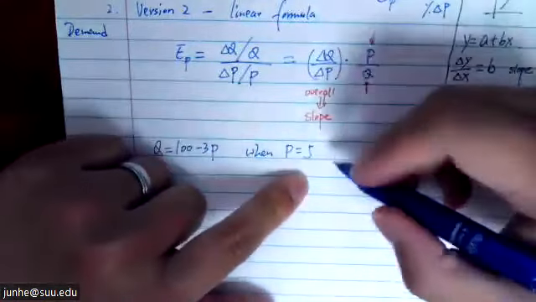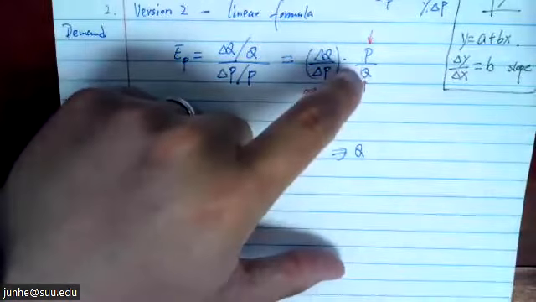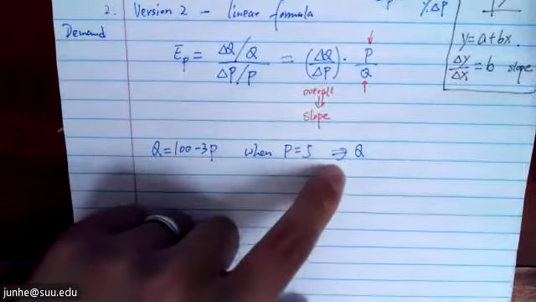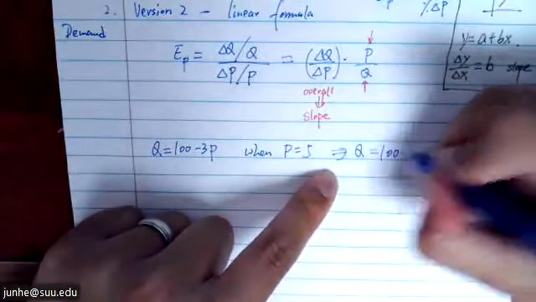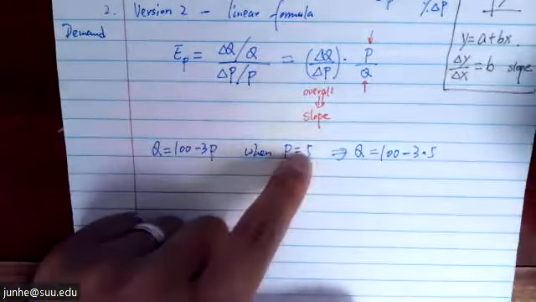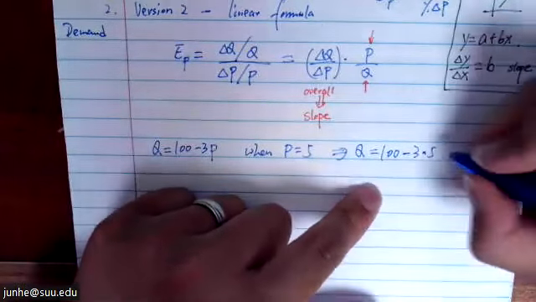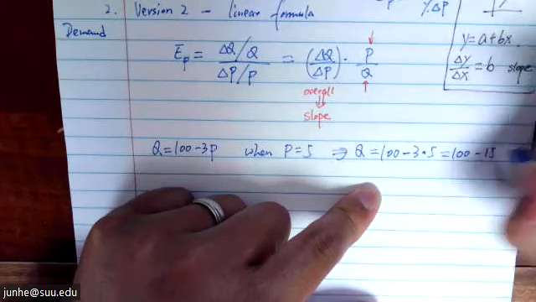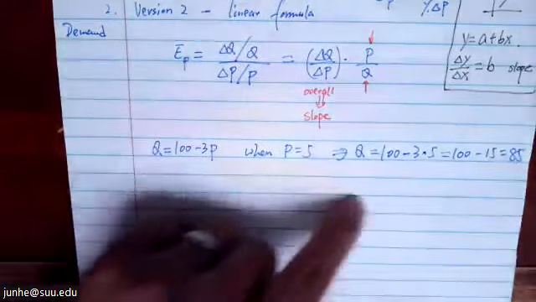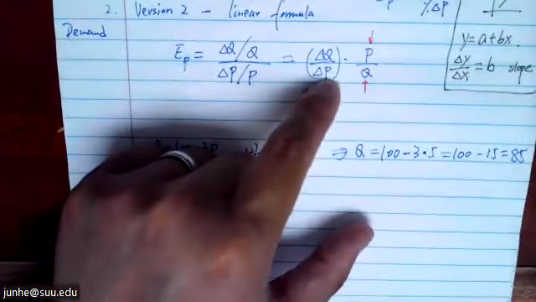And here, the first thing that we can find is Q. You need this Q to calculate the elasticity, right? How do you calculate Q? Just plug P equals 5 into this demand function. So it's 100 minus 15, which is 85 as the result. That's your Q. So we have P, we have Q. The last question is, what is delta Q over delta P?